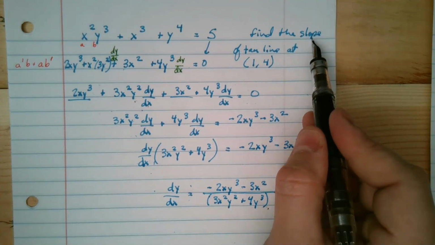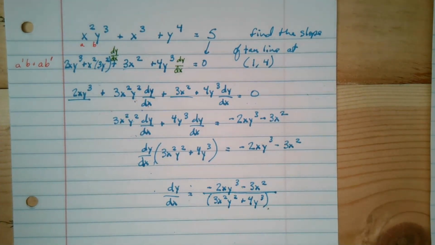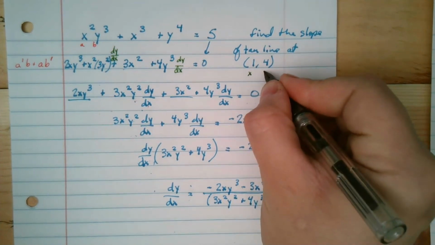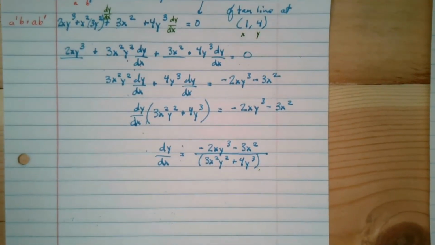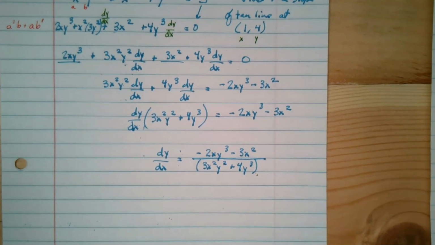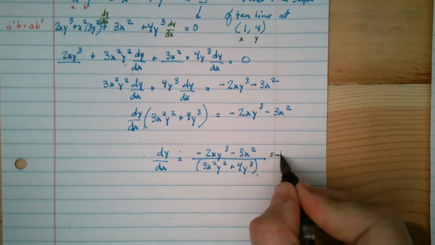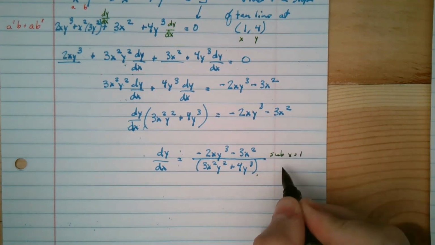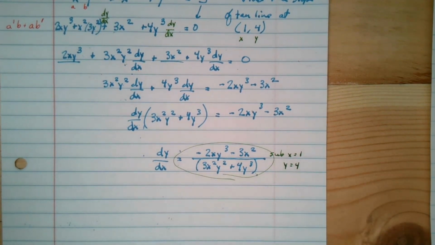They asked for the slope of the tangent line at (1, 4), and you've got to remember that this is simply an x and a y value. And so what we would do to finish this problem up, and this is where it gets kind of messy, is you would substitute x equals 1 and y equals 4 into this expression. Whatever number that gives you, that would be your answer.